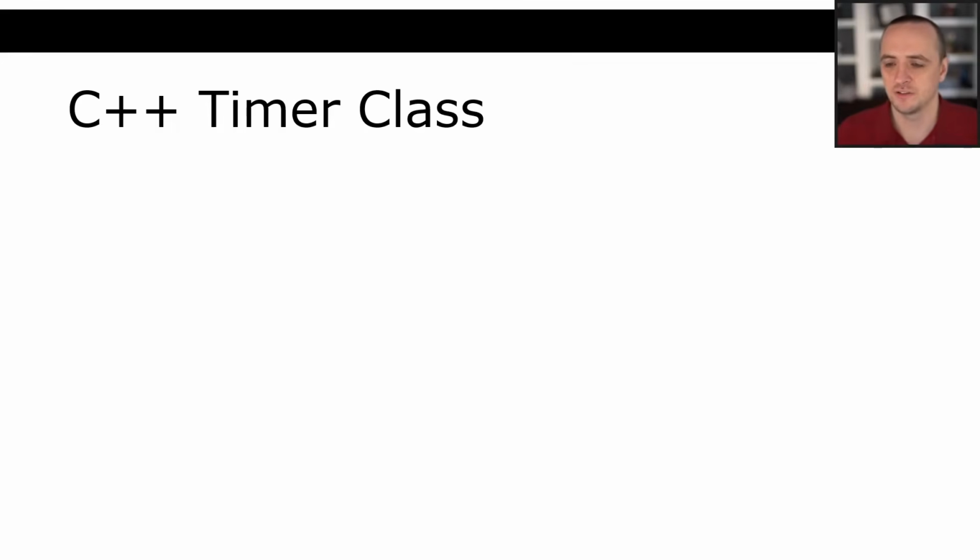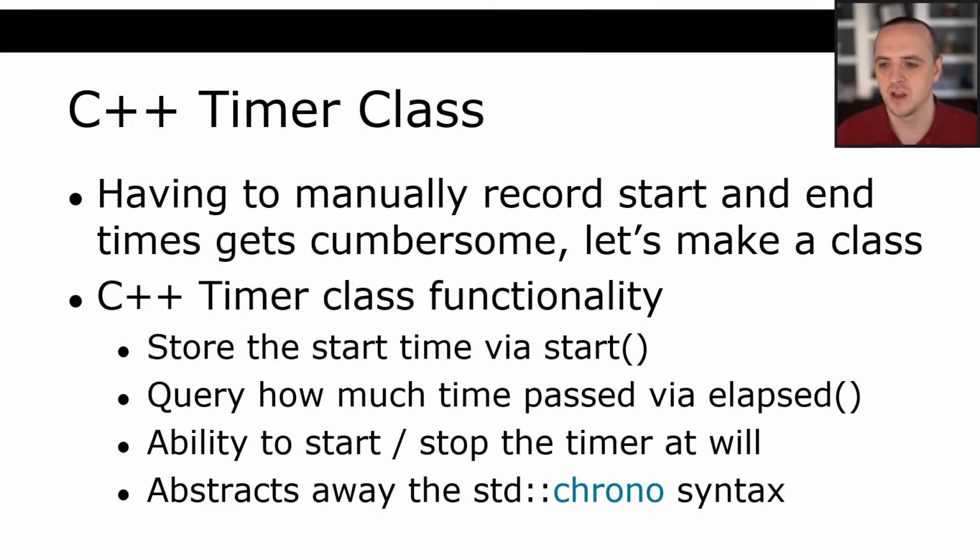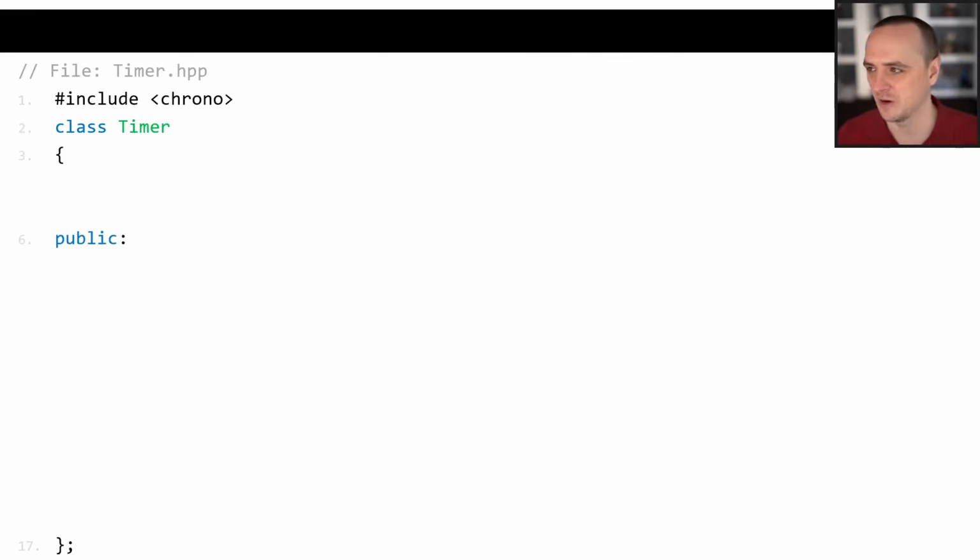So we're going to write a C++ timer class, because having to record manually the start and end times and doing all that math gets really cumbersome. So we're going to be good object-oriented programming people, and we're going to make a little class for that. Our functionality is going to store the start time whenever we call the start function. We're going to be able to query how much time has passed since we called start with elapsed. And we are going to have the ability to start and stop the timer at will. What this does is abstract away the standard chrono syntax, which is, as you will see, incredibly verbose. So standard chrono is great. It gives us a lot of functionality built right into C++, but it's pretty verbose. So we'll see exactly how verbose.